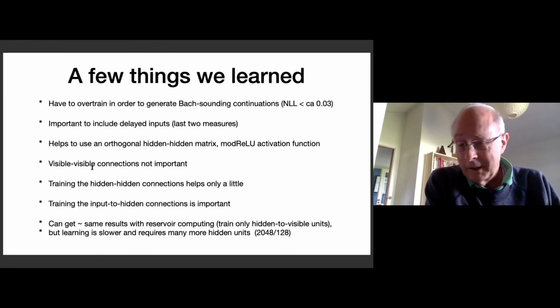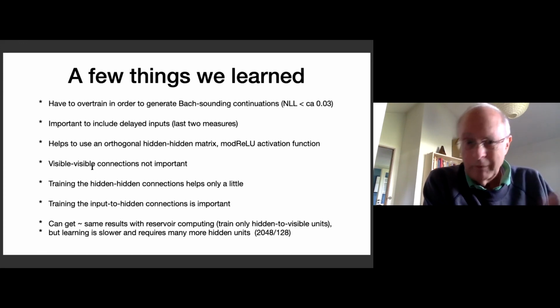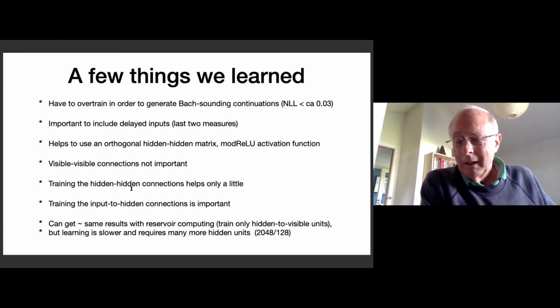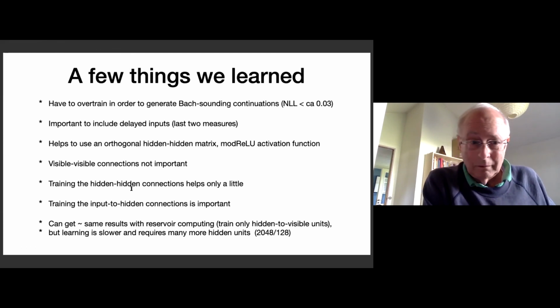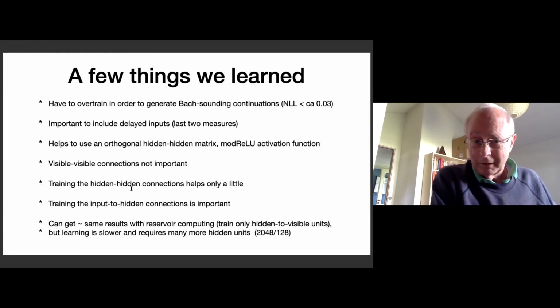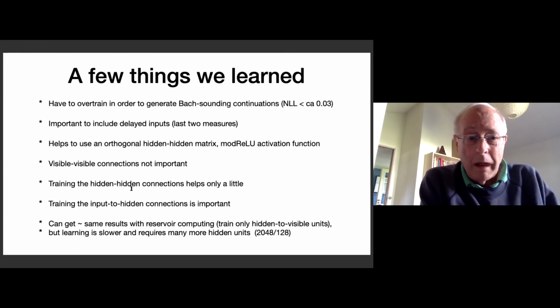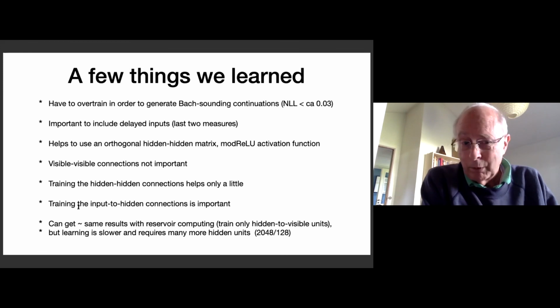We had the J's in the problem, the visible connections. It turns out, at least when we got done training, we could remove those and it didn't make any difference. In fact, training the hidden connections in this big orthogonal matrix only helped a little. So that's a little bit reminiscent of reservoir computing, where you just take a random matrix there. However, it was important to train the input to hidden connections, which you don't do in reservoir computing.